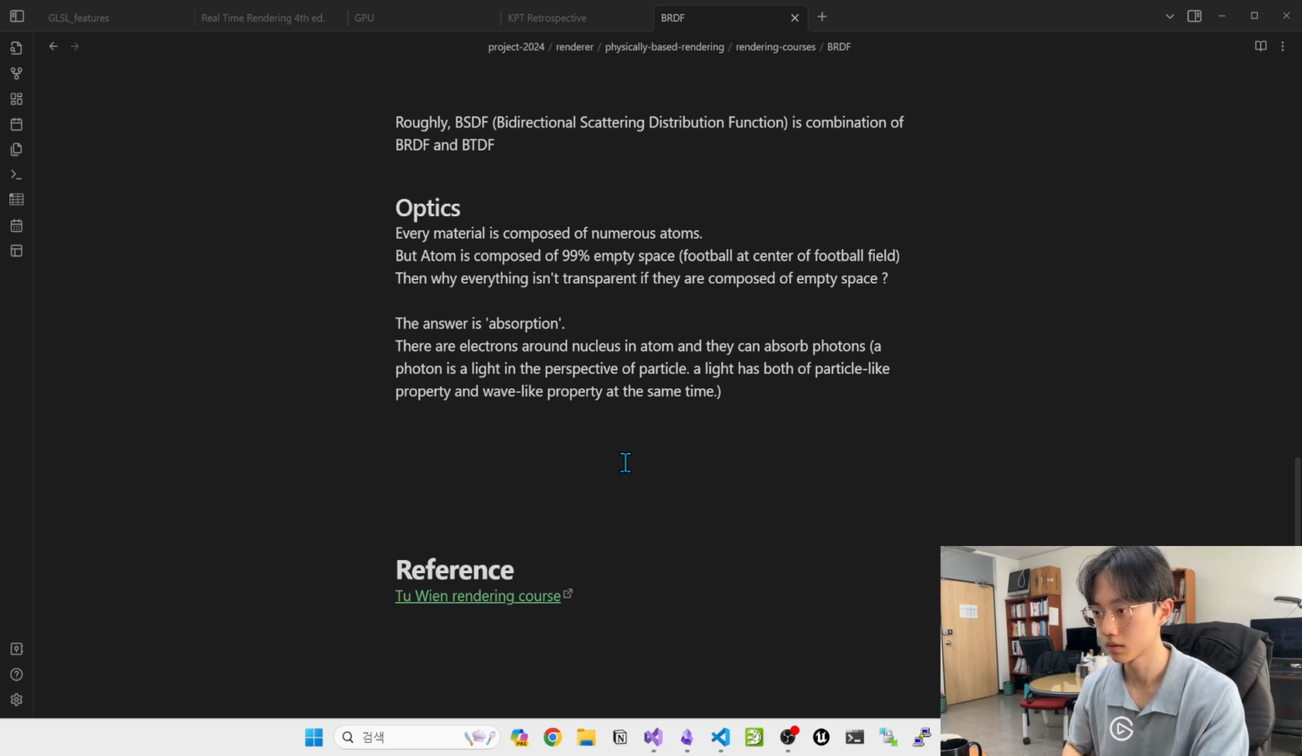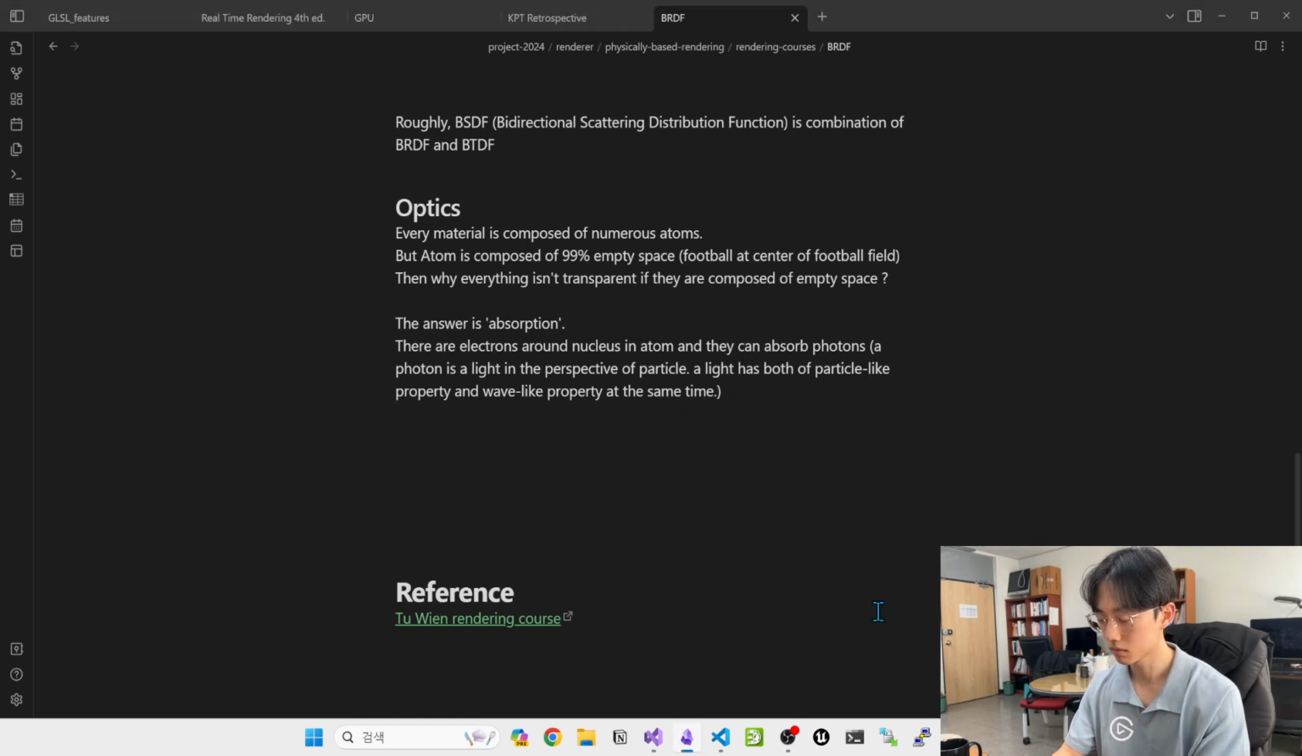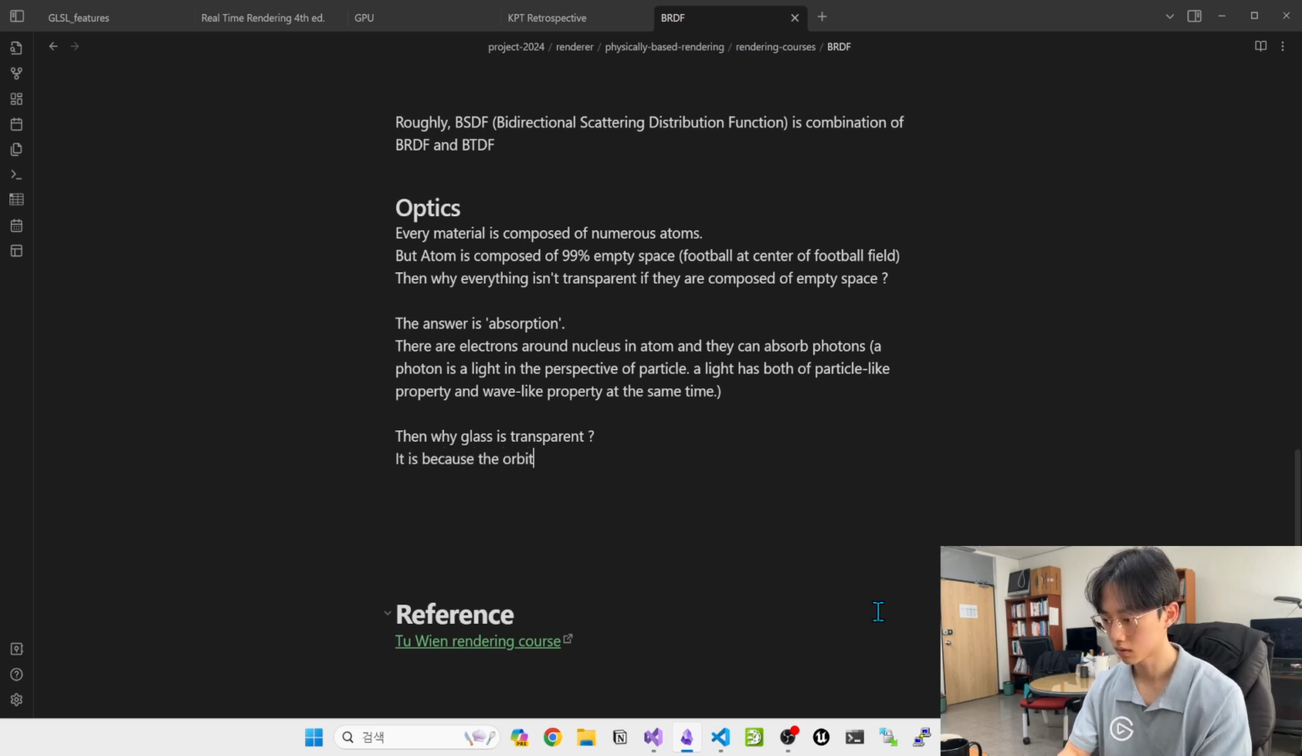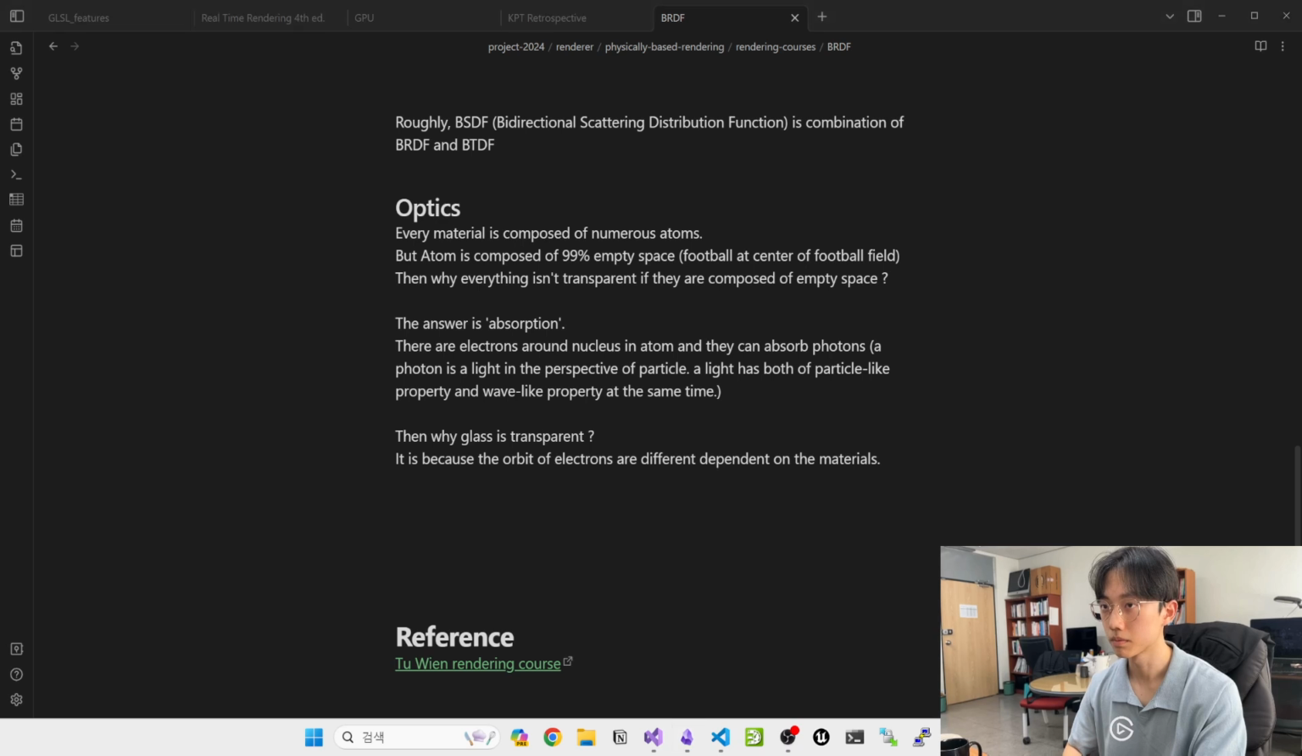But the question is, why is glass then transparent? And the answer is that these orbits, these different places around the nucleus, are so far apart that in the visible light spectrum, if the electrons absorb a photon, they don't get enough energy to jump to the next orbit.